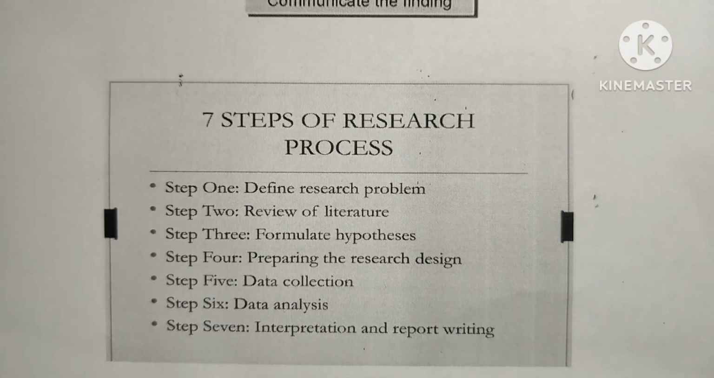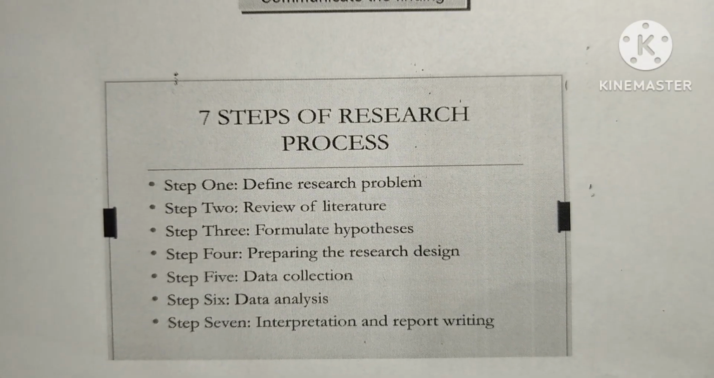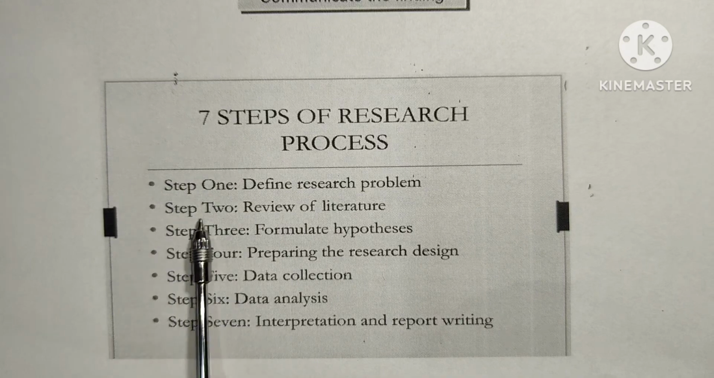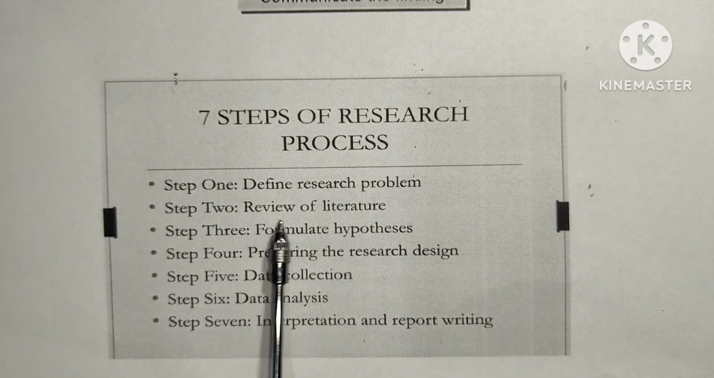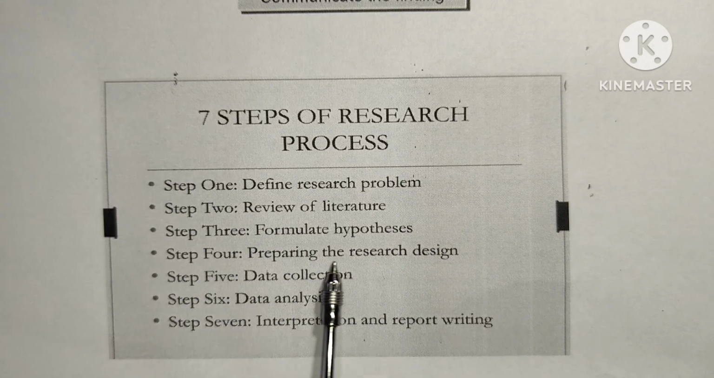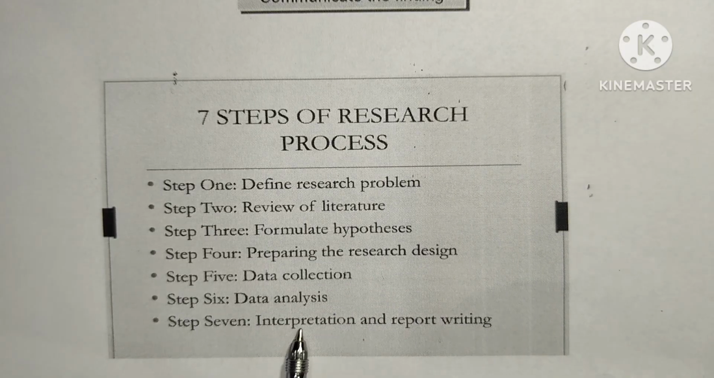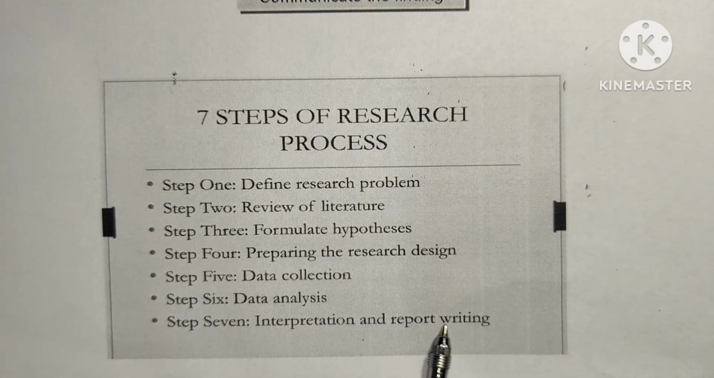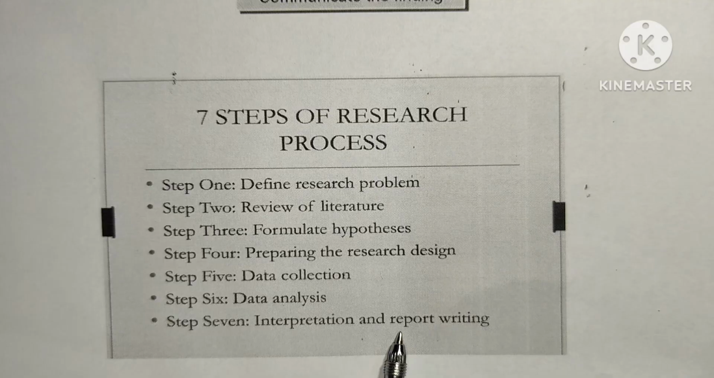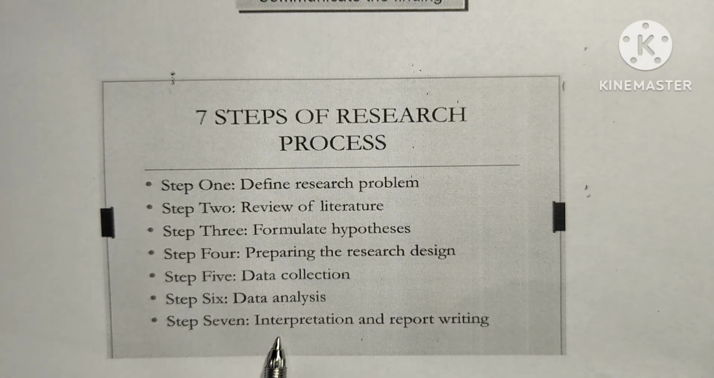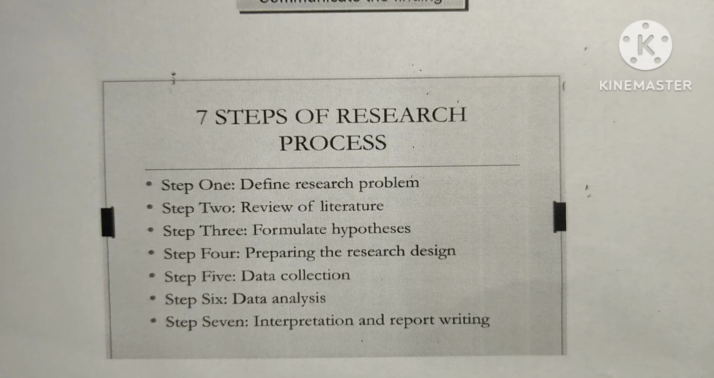And there is another, almost similar, set of 7 steps of the research process. First, define the research problem, review of literature, formulate hypothesis, prepare the research design, data collection, data analysis, interpretation, and report writing. Whatever results you get in data analysis, you have to interpret and communicate through report writing. You have to represent the results in written form. These are the 7 steps of the research process. We will see about each step.